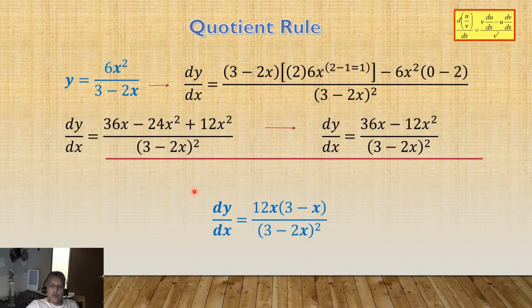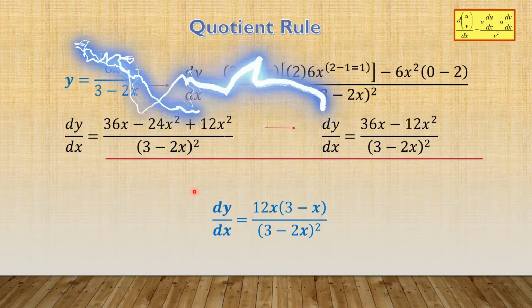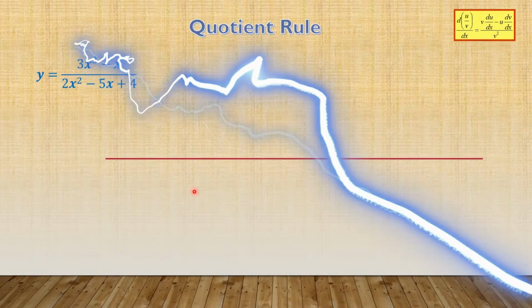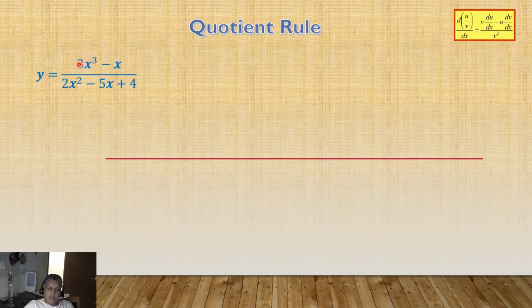Let's go to another problem, a little bit more complicated than this one. And here it is. It is a binomial in the numerator and a trinomial in the denominator. The same formula will be used. We are going to take the denominator, multiply it by the derivative of the numerator, put a minus sign in between, take the numerator, multiply it by the derivative of the denominator, and then place that all over the denominator squared. Okay? And let's go and do that.